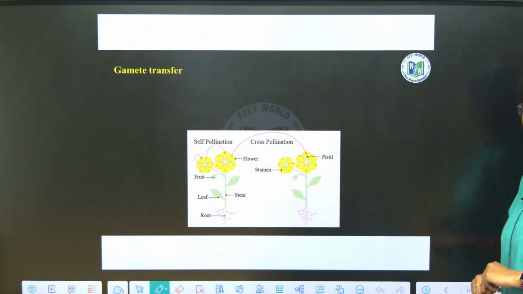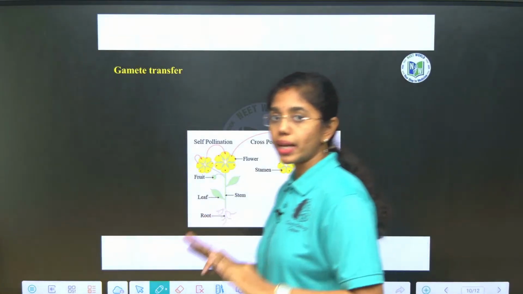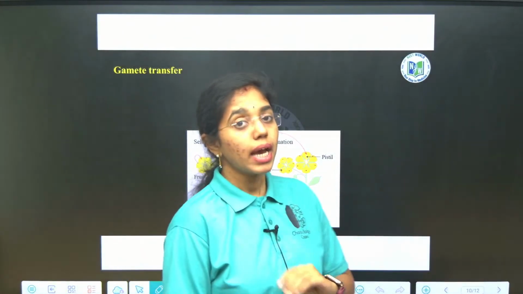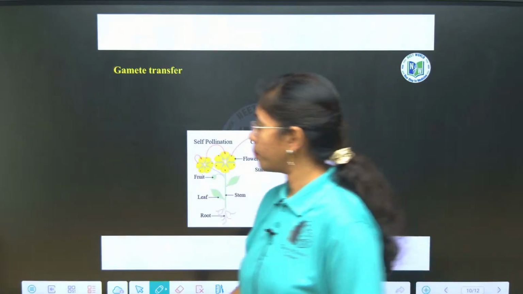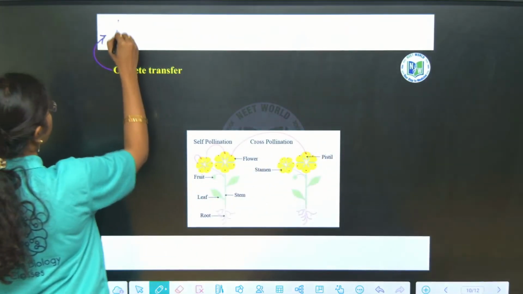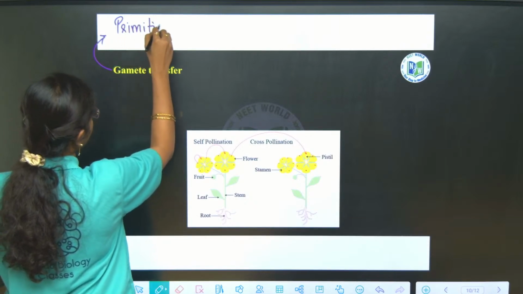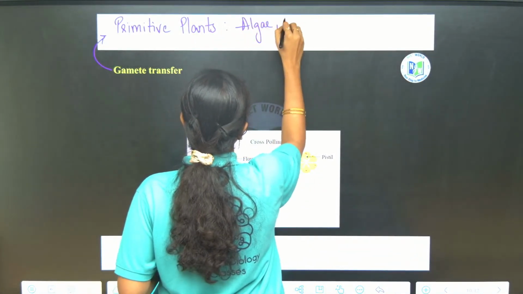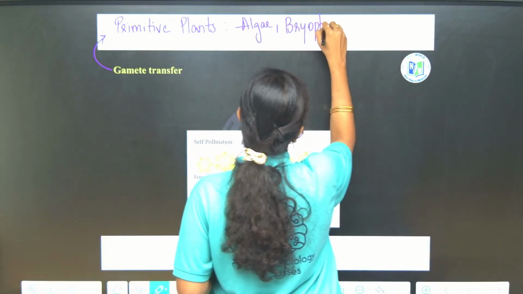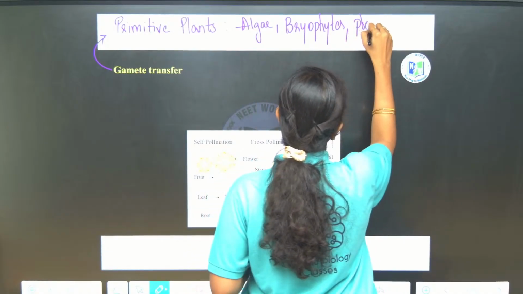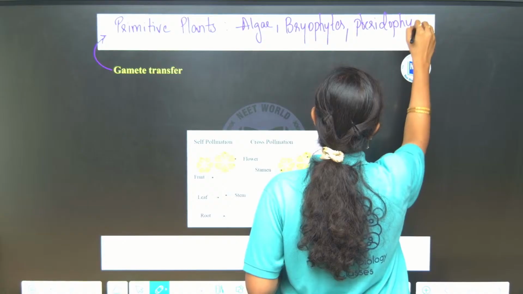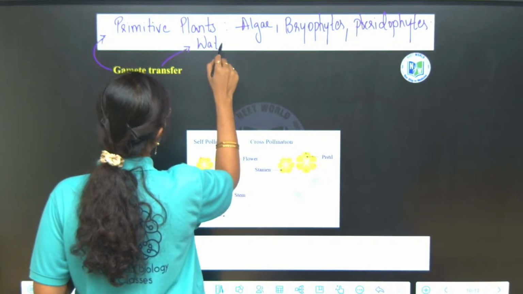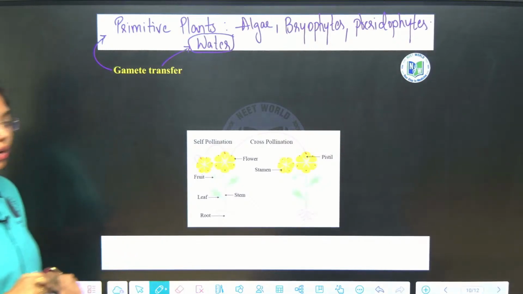Now you see gamete transfer. Firstly, the gamete transfer is very important. In primitive plants like algae, bryophytes and pteridophytes, gamete transfer is mediated mostly by water. Okay. In primitive plants like algae, bryophytes and pteridophytes, gamete transfer is by what? Water. Fine, right? Gamete transfer is by water.